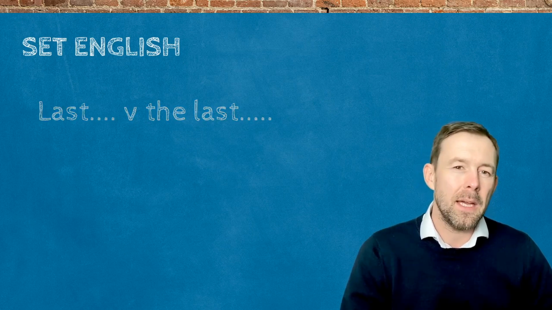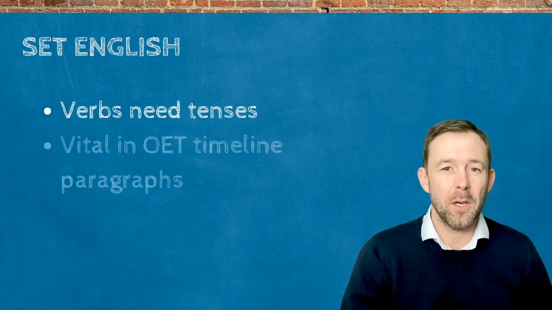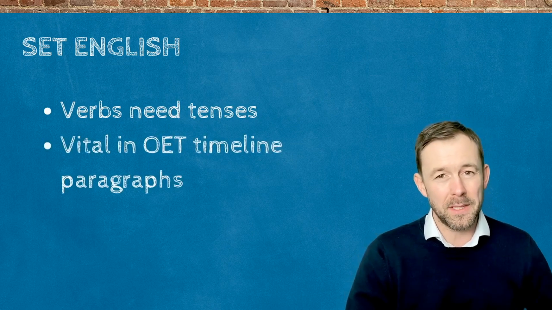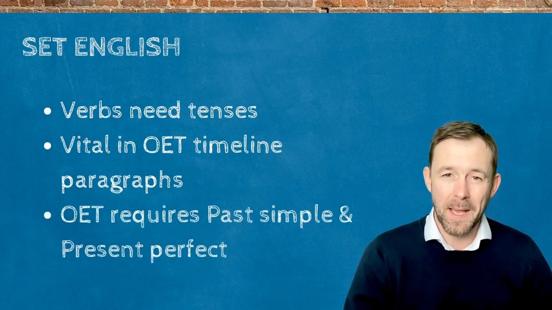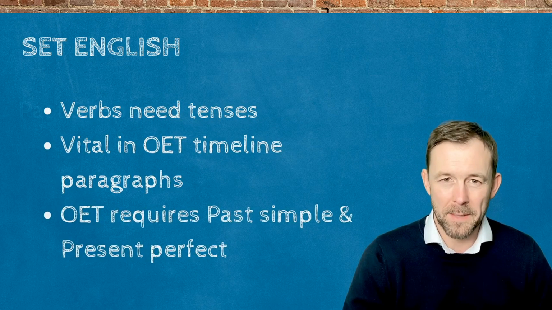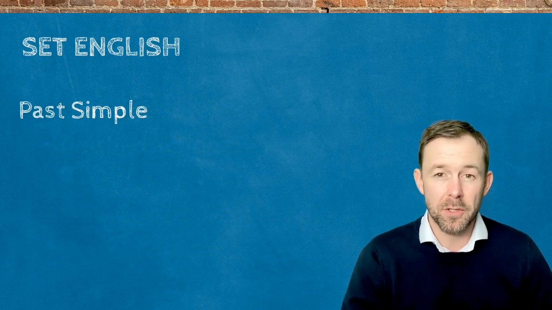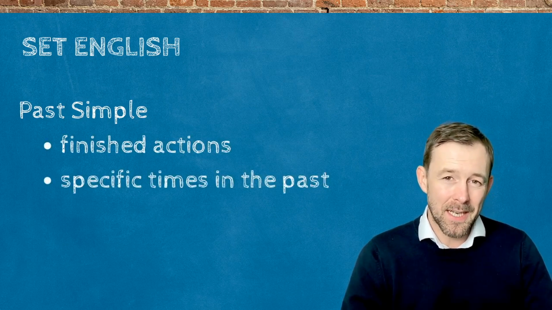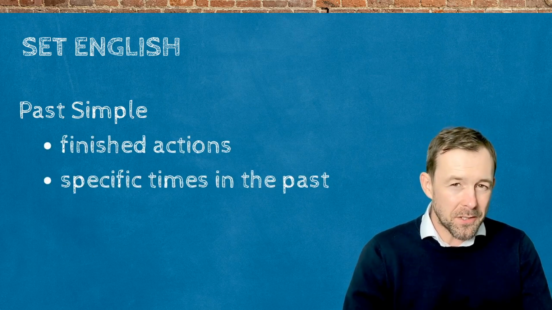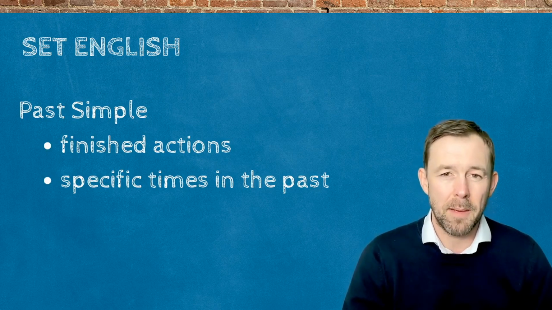Okay, so all verbs need tenses, all of them. And we're going to deal with a variety when we do OET timeline paragraphs. We're definitely going to use past simple and present perfect. Okay, so when it comes to the past simple, we need to be aware of its function. Its function is finished actions at a specific time in the past. That's a really important thing to remember.